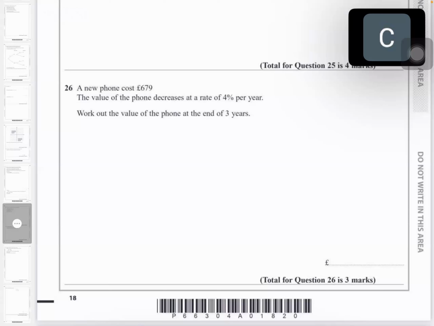Okay, this one should be pretty easy. It says a new phone costs £679. The value of the phone decreases at a rate of 4% per year. Work out the value of the phone at the end of 3 years. So how would you take on this? The phone decreases at the rate of 4% per year. Do you think it's going to add up to 12% at the end of 3 years?